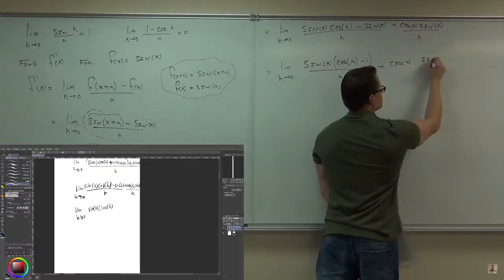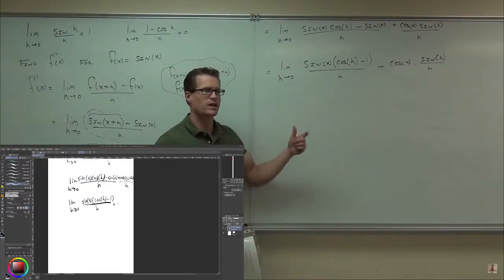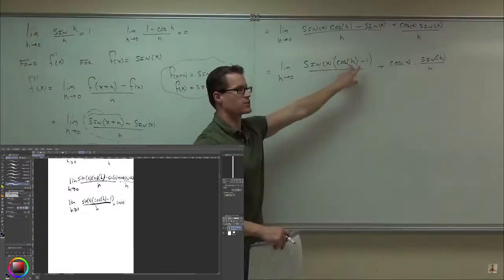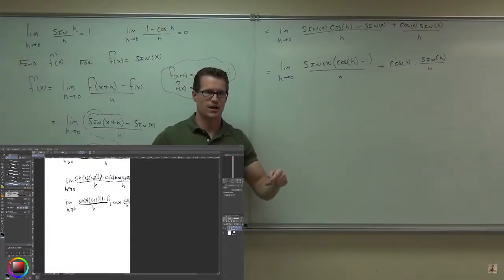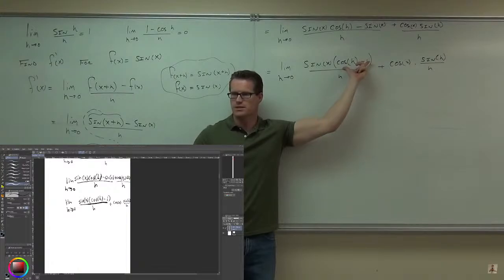I'm going to make this look just a little bit different. I'm going to do cosine x times sine h over h. Last little thing, if you really want it to look identical, I'm going to factor out a -1. See how it's cosine h minus 1, and we have 1 minus cosine h. You see that? Actually, this is also another identity. I think they give it to you in the book, as a matter of fact. It's the same exact thing.